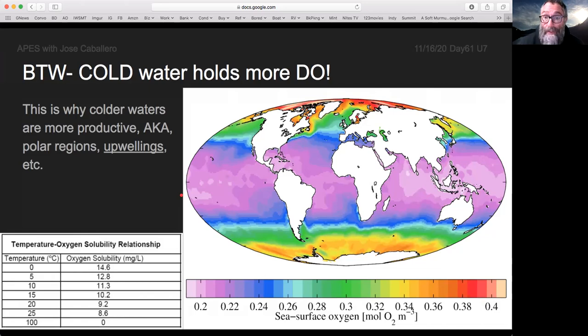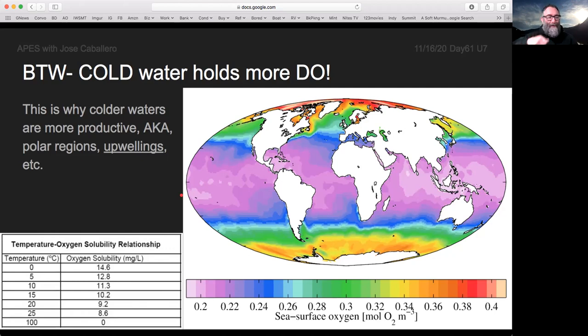By the way, it holds more dissolved gases of many sorts. It also holds more dissolved nutrients. This is why colder waters are the most productive. That's why the polar regions during the polar summer are the biggest bursts of oceanic productivity, and that's why the whales migrate to the poles to go eat all the krill in the summer, because you've got the long day length and super productive water because it's really cold, so there's a lot of stuff dissolved in cold water.